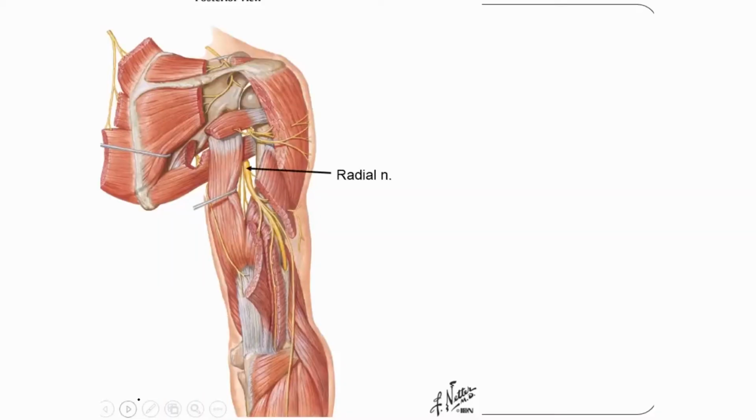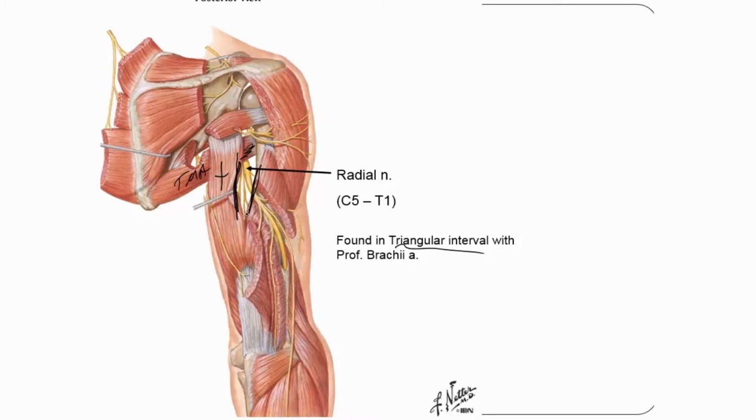The radial nerve, seen here, again containing fibers from all of the spinal segments of the brachial plexus, will be in the triangular interval, and that's this space seen here. The triangular interval is just inferior to the teres major muscle, seen right there, and it is just lateral to the lateral aspect of the long head of the triceps, that's seen here, and it is just medial to the mid portion of the shaft of the humerus.